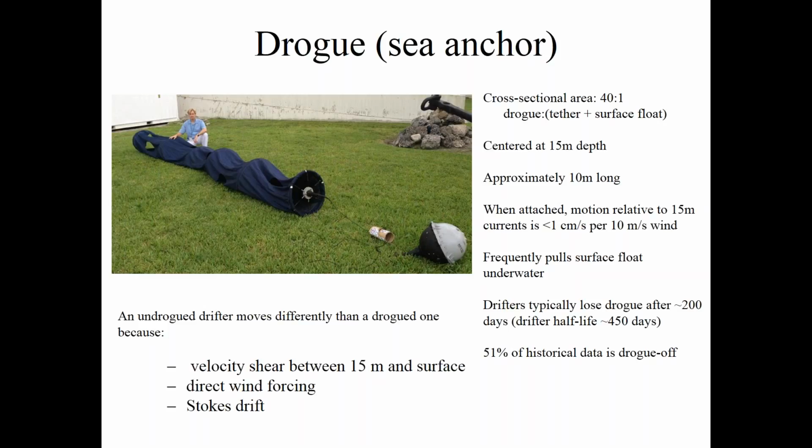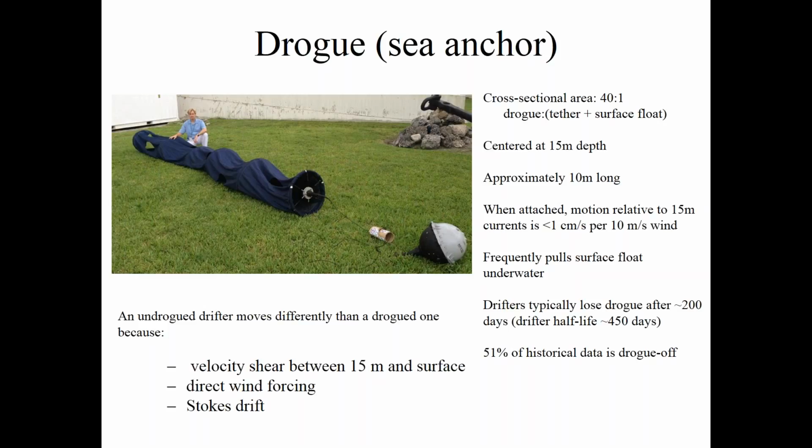The drifters themselves tend to live about 450 days, which means that there's a lot of data in our archive that's collected by drifters which have lost their drogues. About half, it works out to be. There's a number of different reasons why an undrogued drifter would move differently from a drogued drifter. First of all, the currents right at the surface can well be different than the currents at 15 meters depth. But then there's also the possibility of direct wind forcing.